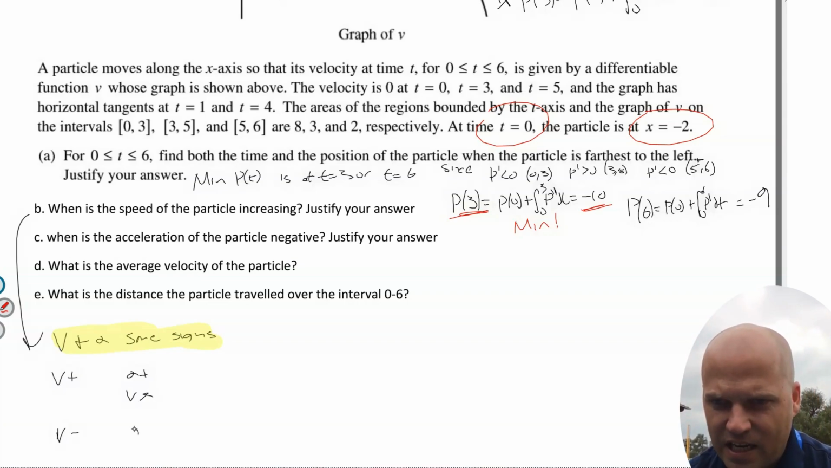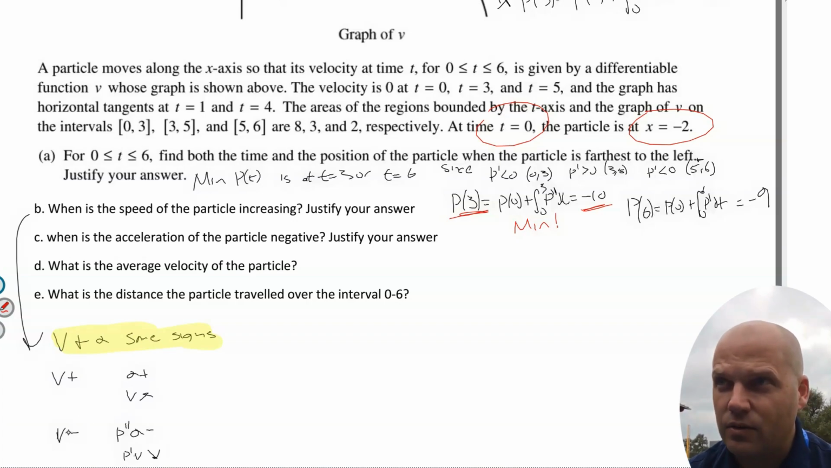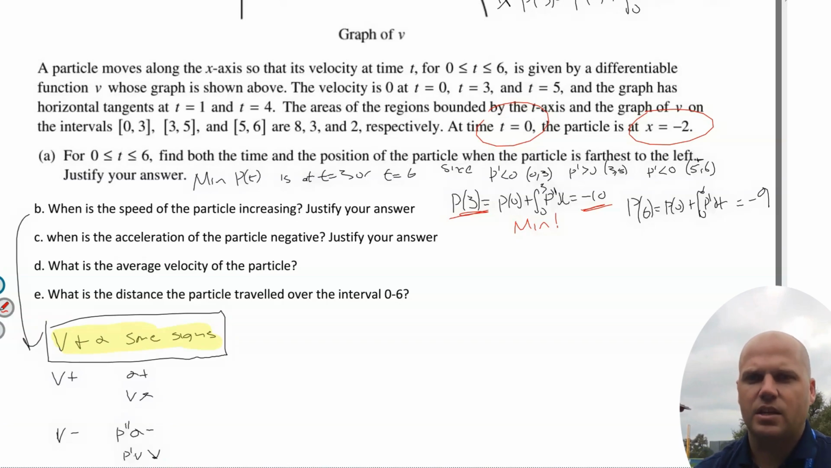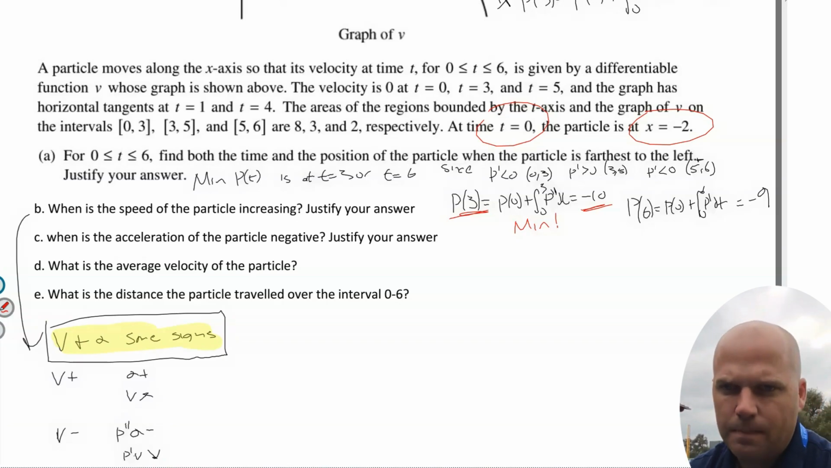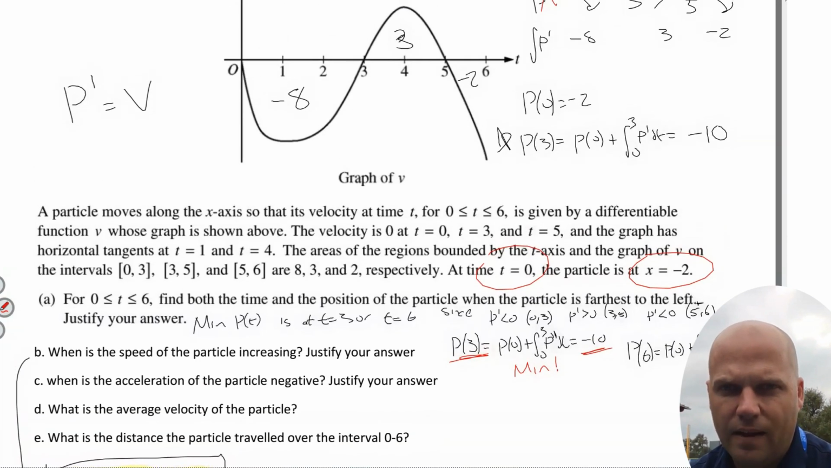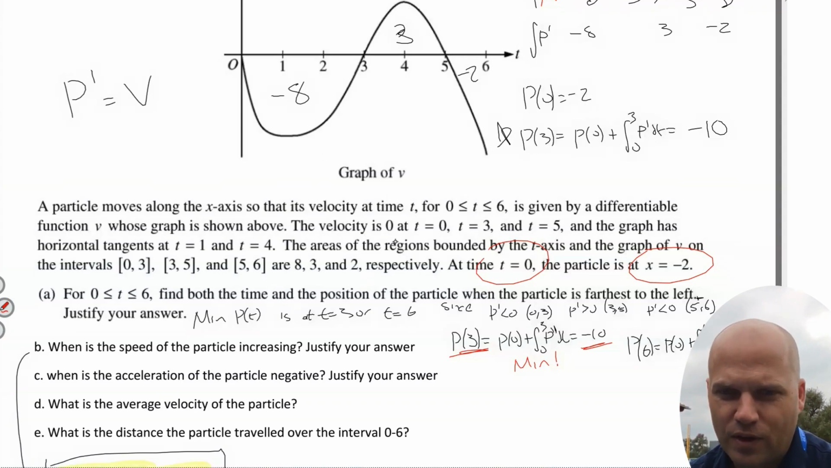If you have positive values that are increasing, you have values getting further away from 0. If you have V that's negative and A that's negative, this is P double prime, that's P prime is decreasing. If your values are negative and decreasing, you're getting further away from 0. It's best to just say with speed, V and A have the same signs. Okay. And you can just look at this and be like, all right, when is my velocity further away from 0? 0 to 1, 3 to 4, 5 to 6.